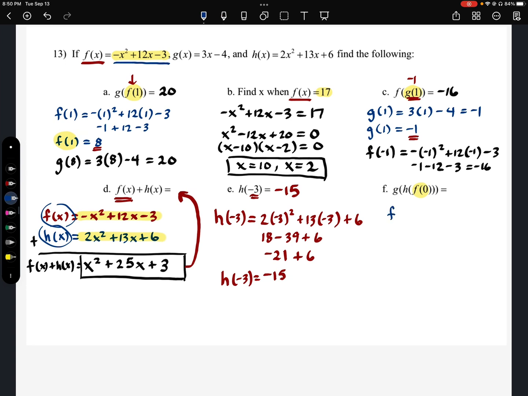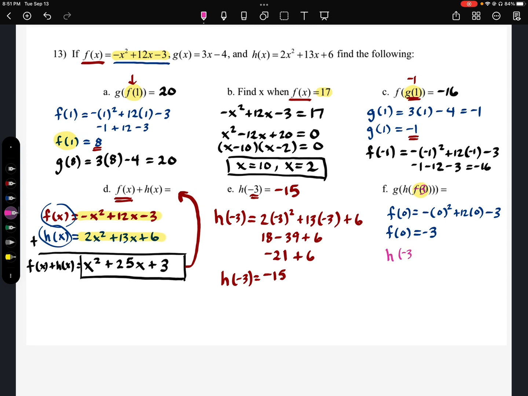So if I start out with f of 0, I'm going to say f of 0 is going to equal the opposite of 0 squared plus 12 times 0 minus 3. Okay, so that should end up giving us negative 3. So f of 0 is equal to negative 3, right? And so we'll take that now. So that is going to end up looking like h of negative 3, right? This is really negative 3.